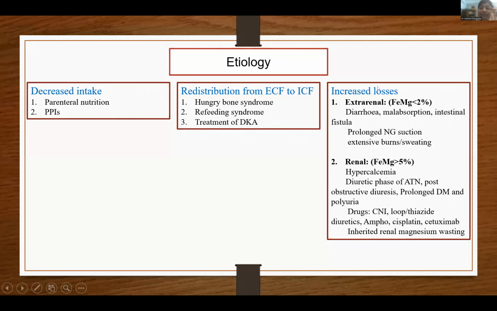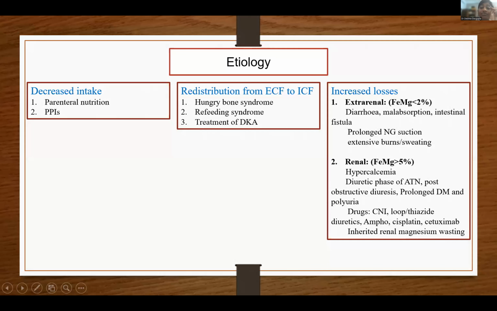More commonly, hypomagnesemia occurs due to increased losses. The losses can be through the extrarenal route or through the renal route. So extrarenal route, how will you understand? The fractional excretion of magnesium in urine will usually be low, less than 2%, which means that the kidneys are trying to conserve magnesium. So that will give you a clue that probably the losses are occurring through an extrarenal route. So that can be through the GI tract, like in diarrhea, malabsorption, intestinal fistula, short bowel syndrome, if the child is on prolonged NG suction, or it can be through the skin, as in the case of extensive burns and sweating. In renal losses, the fractional excretion of magnesium will be more than 5%.